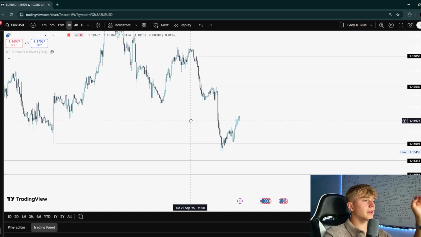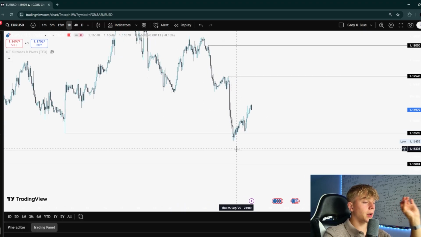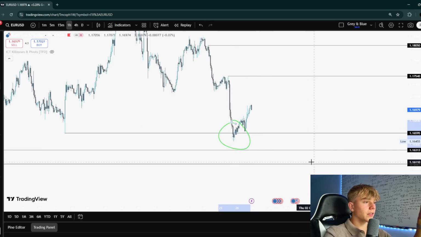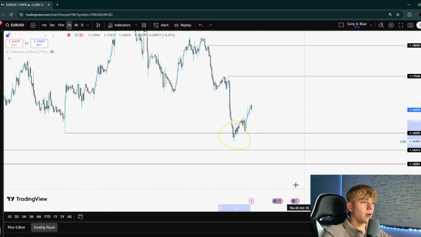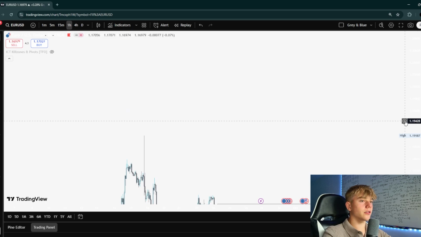So all we want to be seeing is price pushing below one of these areas or above one of these areas. So as you can see in this area down here, if I draw it out, that is an area where price has swept below liquidity. So that is an area we could be looking to trade, because that fits our strategy.